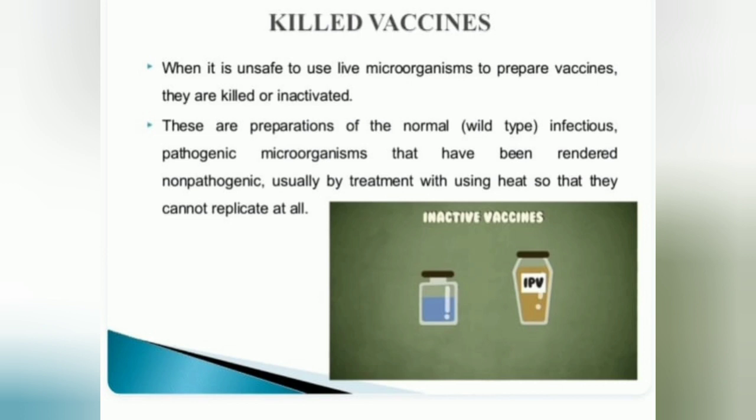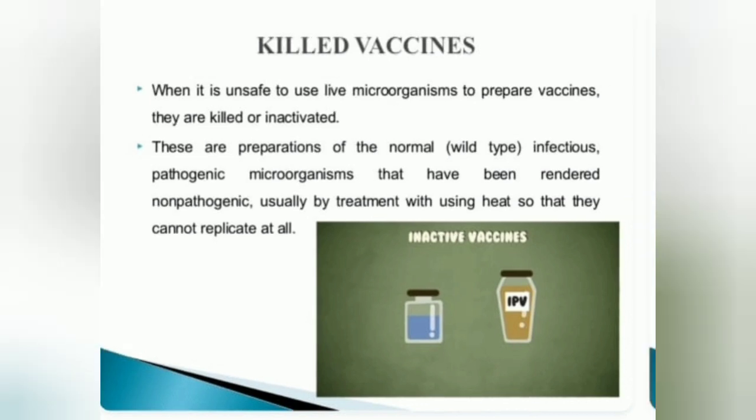Killed vaccine means dead vaccines. When it is unsafe to use live microorganisms to prepare vaccines, they are killed or inactivated. These are preparations of the normal wild type infectious pathogenic microorganisms that have been rendered non-pathogenic, usually by treatment using heat, so that they cannot replicate at all.